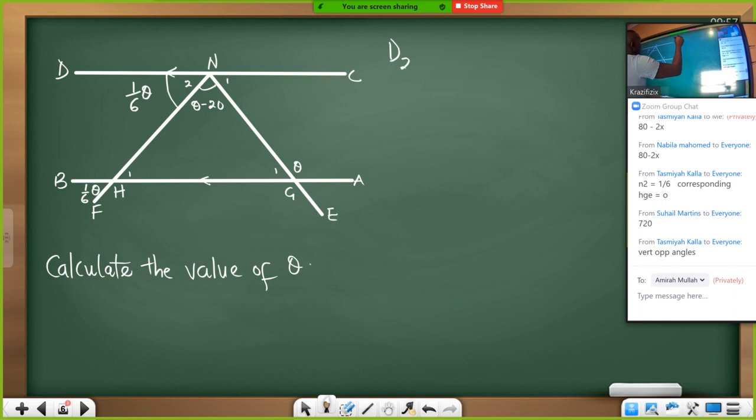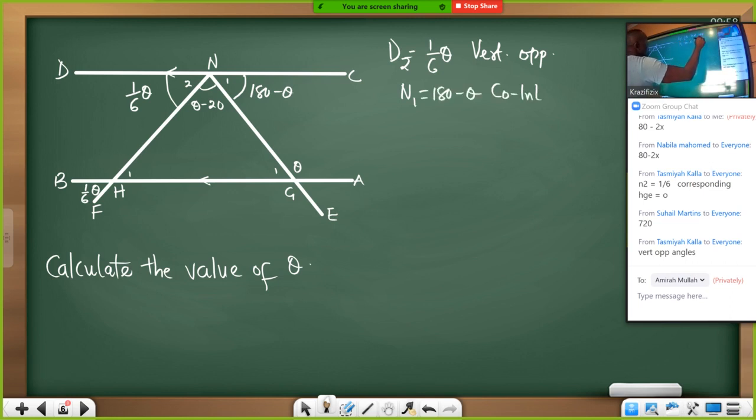D2 is equal to 1/6 theta by saying vertically opposite. We are told that this line and this line are parallel. So can we get this, which is 180 minus theta, co-interior? There are so many ways. N1 is 180 minus theta, co-interior.